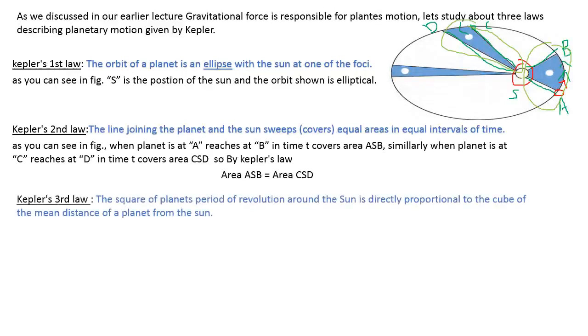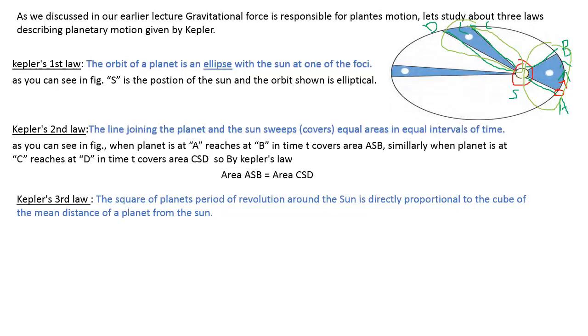Let's move to the third law, that is Kepler's third law. The square of the planet's period of revolution around the sun is directly proportional to the cube of the mean distance of the planet from the sun. See, read again what it says. The square of the planet's period of revolution. Now you know what a period of revolution is. The time taken by a planet to complete one round around the sun is called the period of revolution. Suppose the period of revolution of the planet is T.